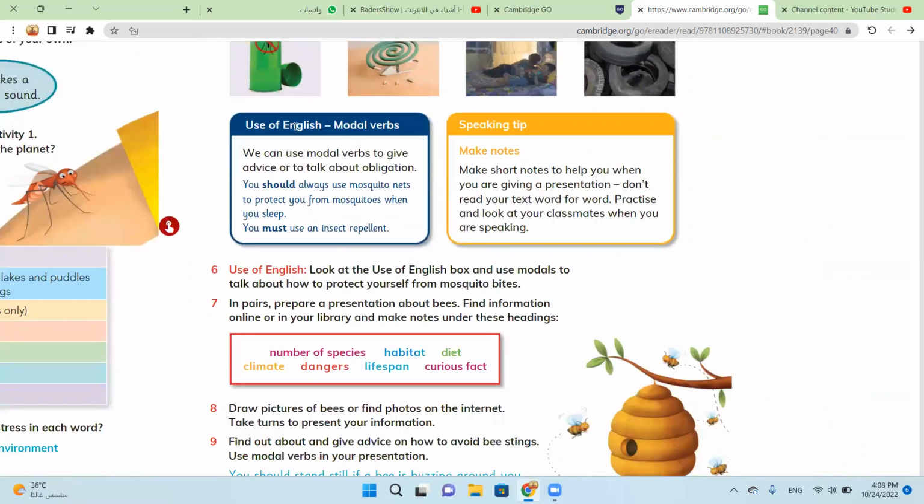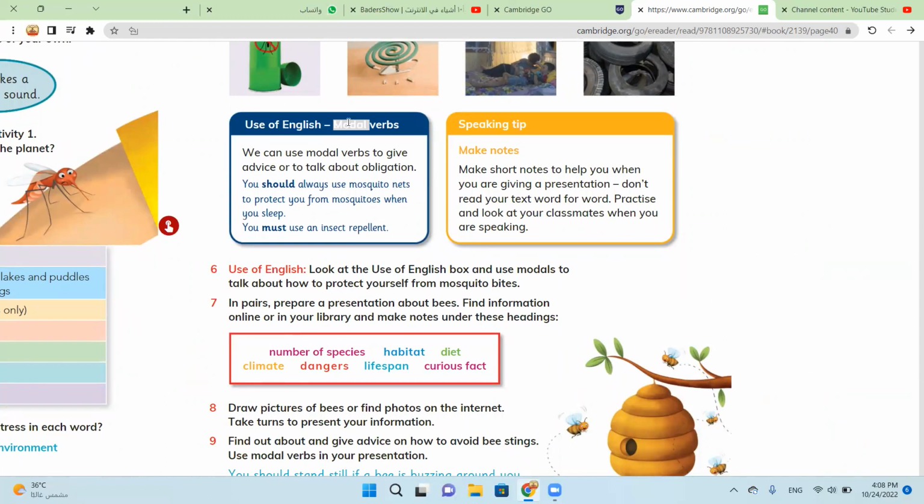Moving to the grammar part, use of English modal verbs. So if you remember, in the last lesson, we talked about types of modal verbs like should, must, can, can't, shall, may, and the other types of modal verbs. But now we can use them to give advice or to talk about obligation. So if you want to advise, you can always use should. Okay? If you want to talk about an obligation, you say you must. And we have examples here.